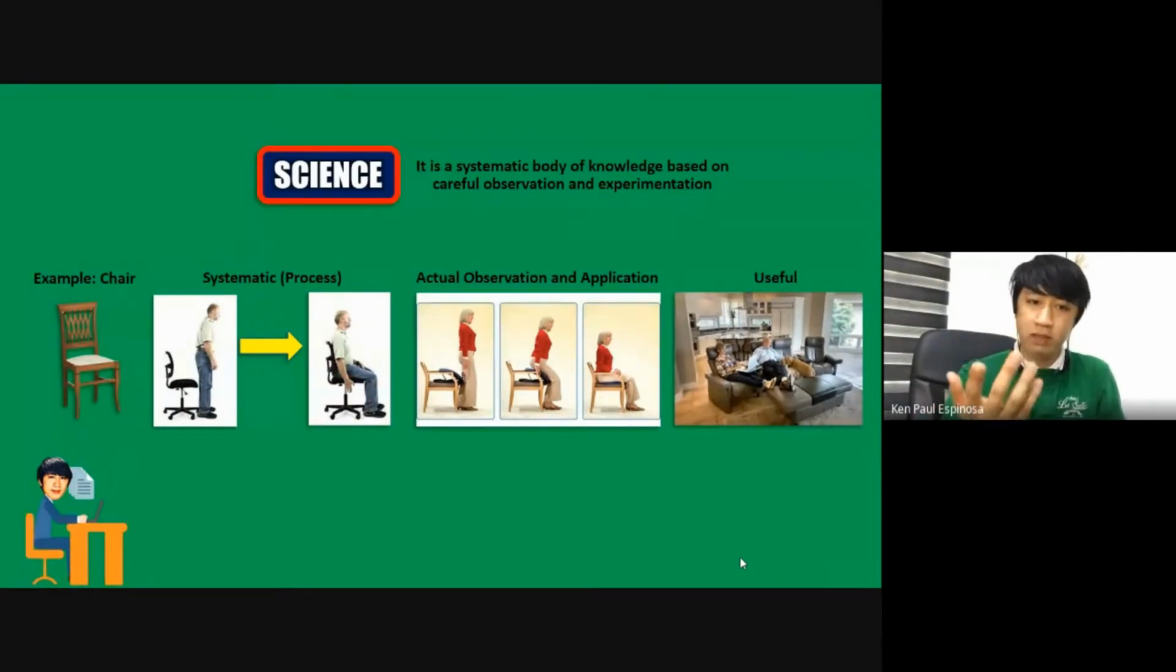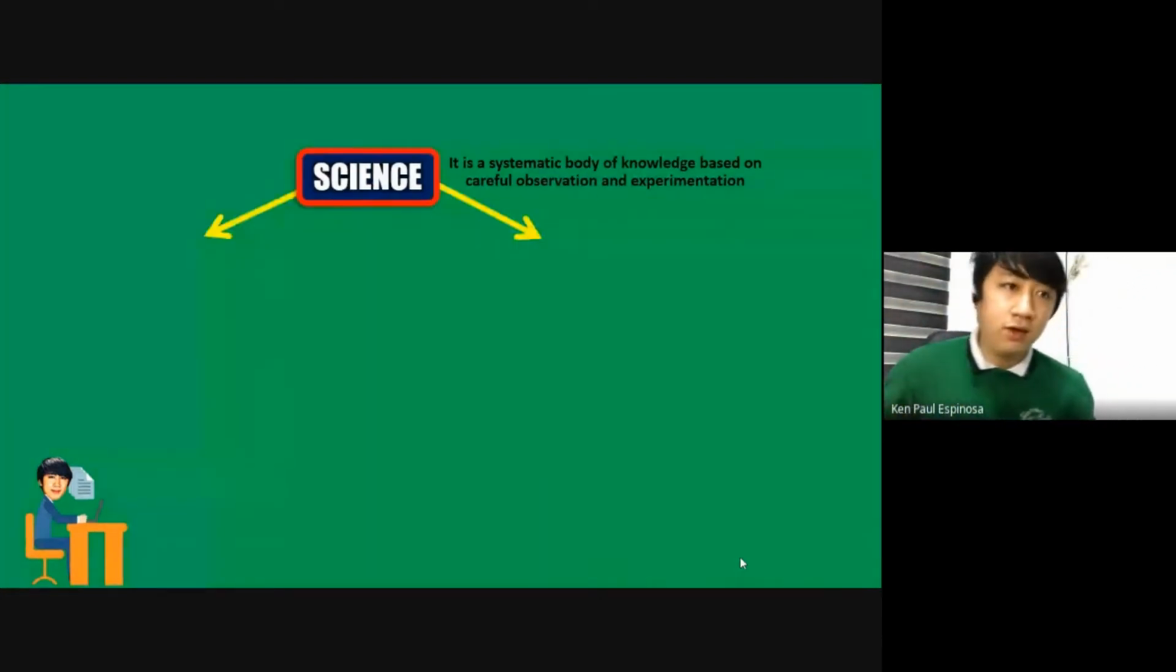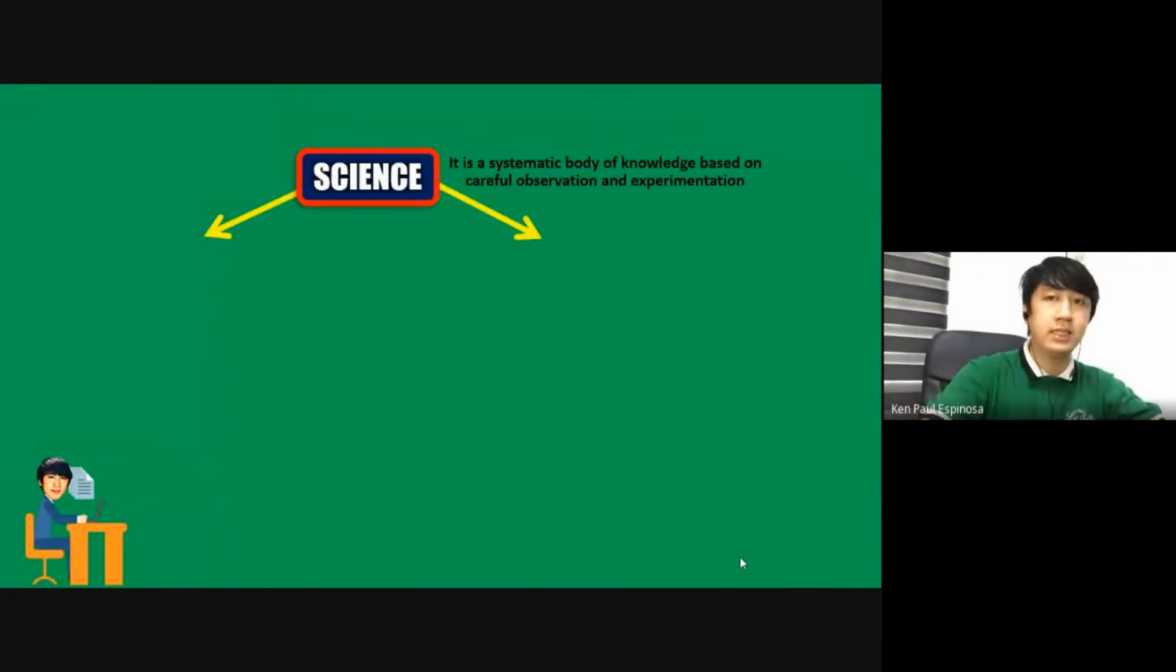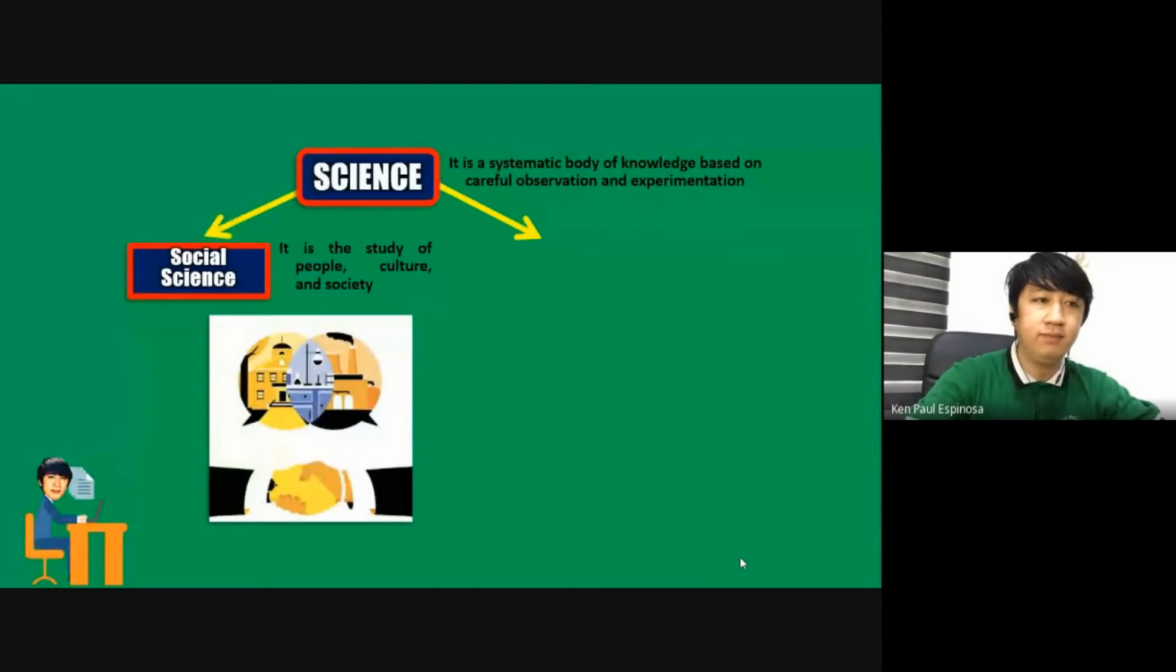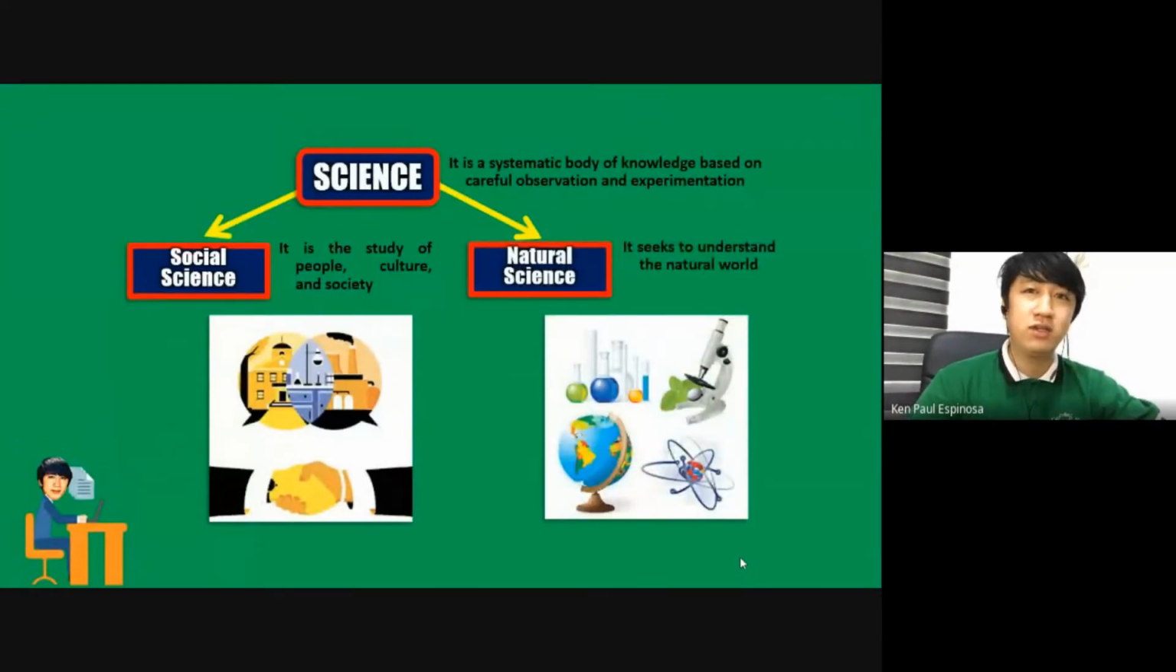Diba? Ganda. Pen is a science. Chair is a science because it is useful in our daily lives, and using those particular things has a process. It had undergone experimentation, actual application. Then, as time went by, it becomes useful. Then, those are science, right? So, do you have any question regarding science? Nah? Okay, let's now proceed to the two main branches of science. So, we have social science and natural science. So, these are the two major branches of science.